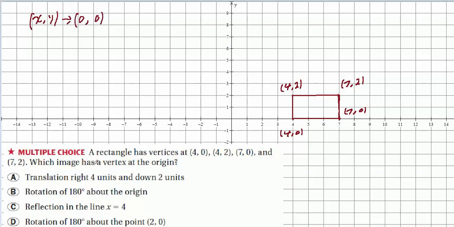Let's see, suppose we go right 4 units and down 2, well, gee, that's going to put us even farther away from the origin, isn't it? 4, 0 will become 8, 0.